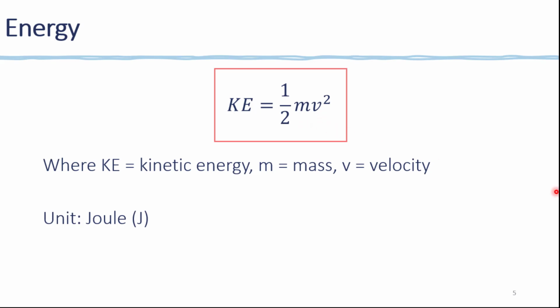And the units for kinetic energy are units of mass times velocity squared, which is actually equivalent to Newton meters, which we learned in the last video is the same as 1 joule. So to determine the kinetic energy of an object, we need to know its mass and we need to know its velocity. And the unit of measurement for that is a joule.